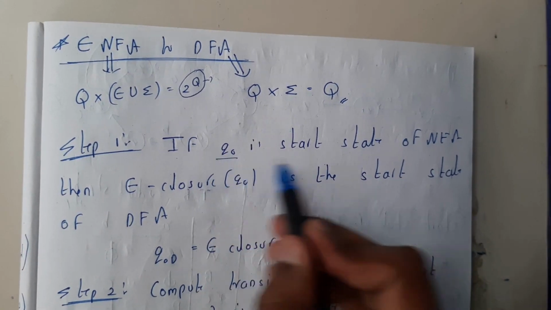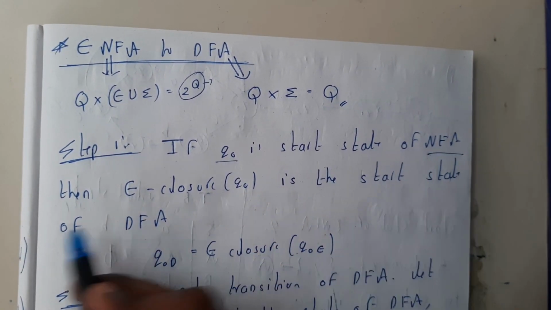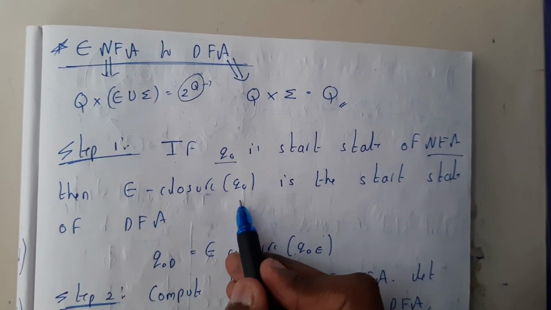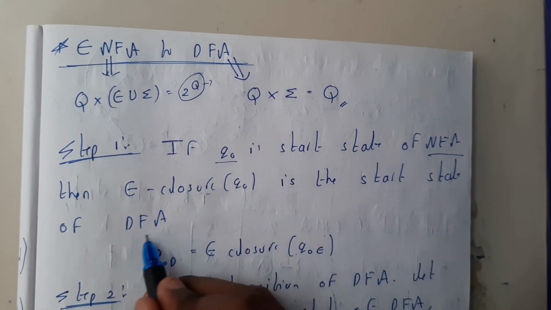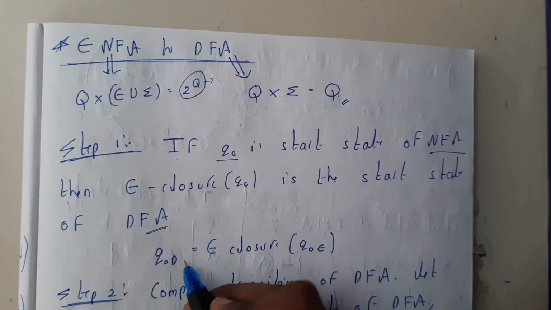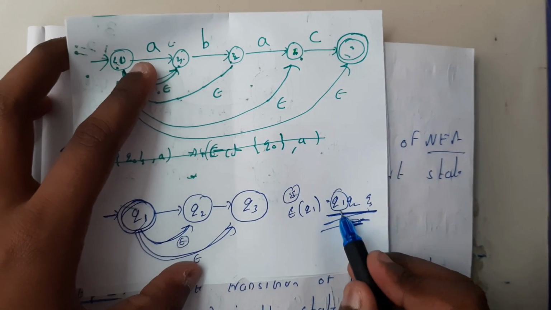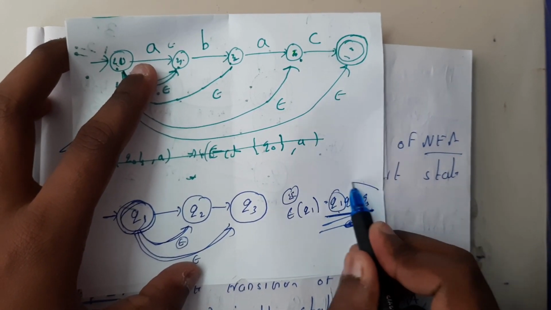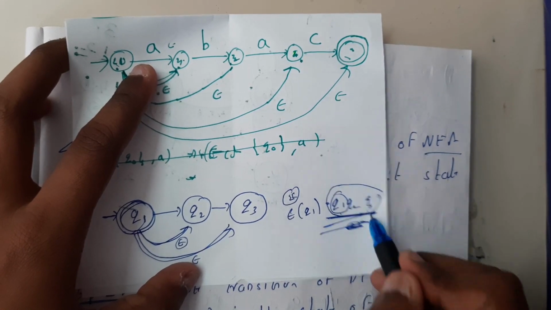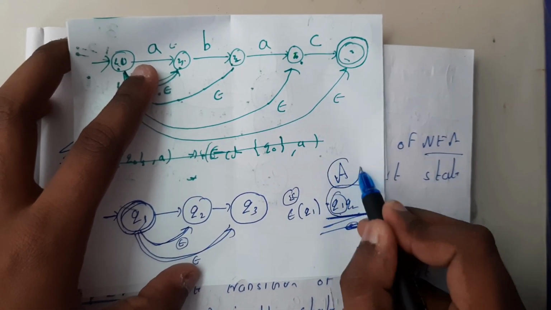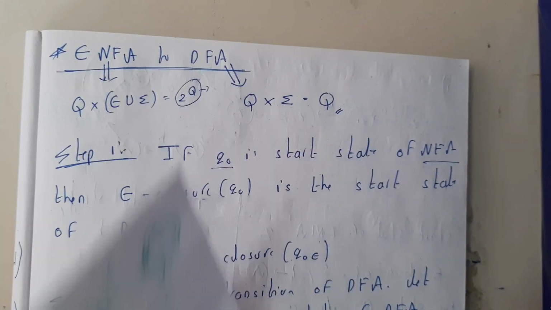If a Q node is the start state of the NFA, then epsilon closure of the Q node is the start state of the DFA. Let us assume this is our start state. Now I got Q1, Q2, Q3, right? We'll give this whole set a new name. Let us assume I gave A. So now A will be my start symbol.